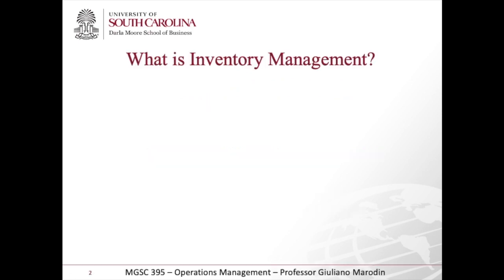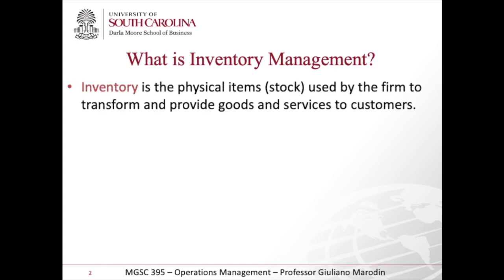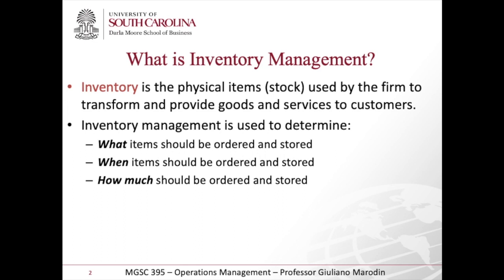So there are a few things that are key in inventory management, right? We know that inventory is the physical items. Again, we have that in the house: toilet paper, pasta, ketchup, mayonnaise, bread, all this stuff is your inventory. And companies also have inventory, right? They have inventory of raw materials that they need. They have inventory of finished goods. They have inventory of thousands and thousands of different items, right?